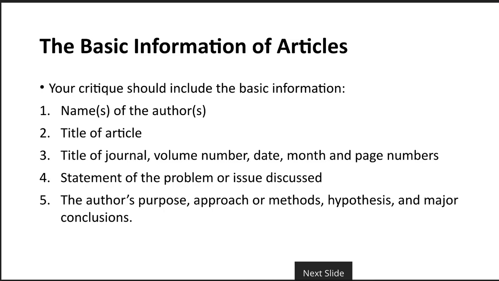So this is basically the first section of your critique, or I would say the first paragraph of your critique, right? In this first section of your critique, you will include the name, the title of the journal, the statement of the problem, and the purpose of the author, approach, methods, etc. That will be the first section. Do you understand?